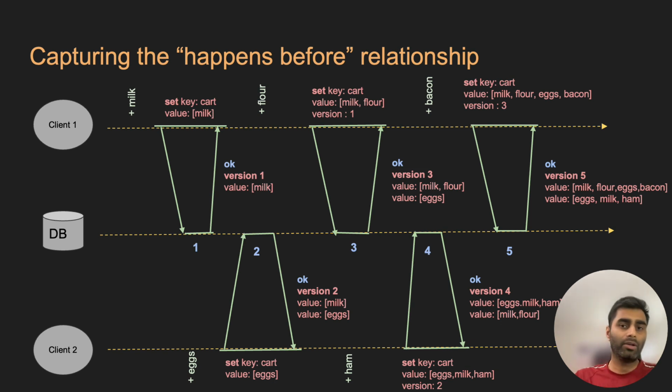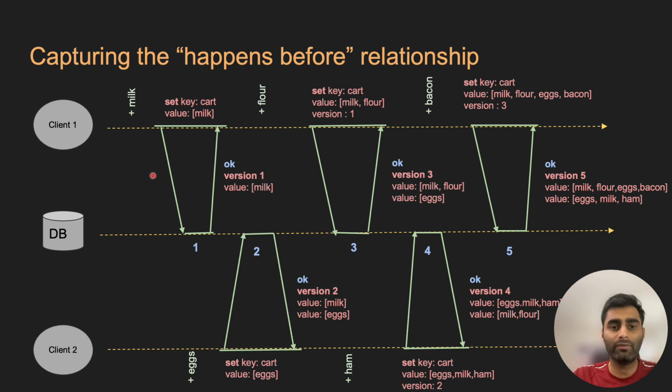Let's take a look at an algorithm that determines whether two operations are concurrent or whether one happened before another. This also demonstrates how the concurrent values are merged together. This image shows two clients which are concurrently adding items to the same shopping cart. Initially the cart is empty, and these two clients are unaware of each other, so they don't know that the other client is also adding items to the same cart.